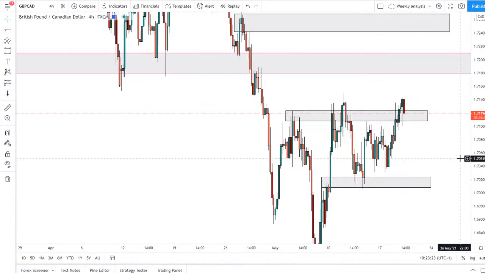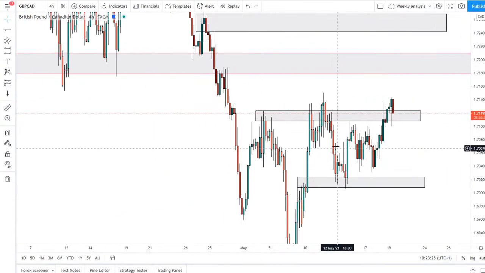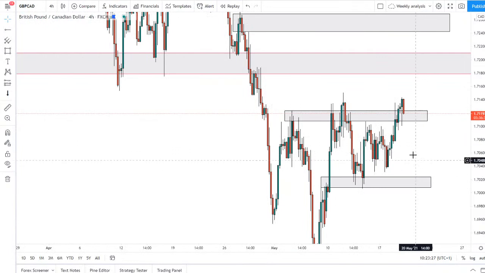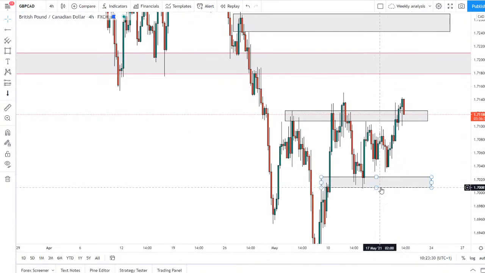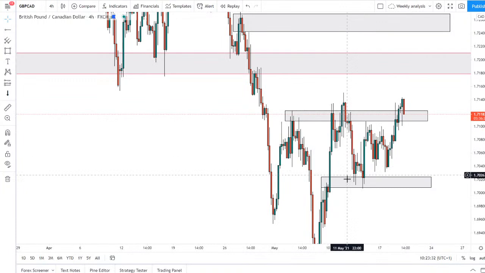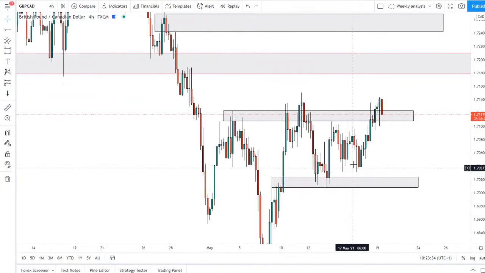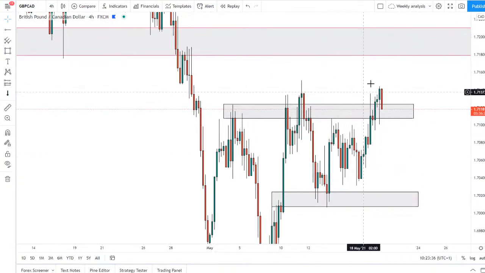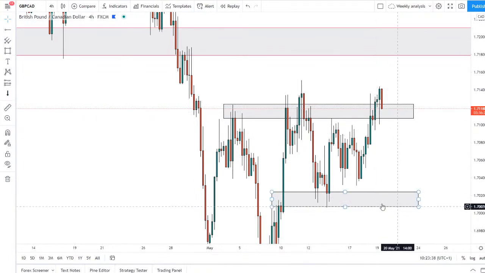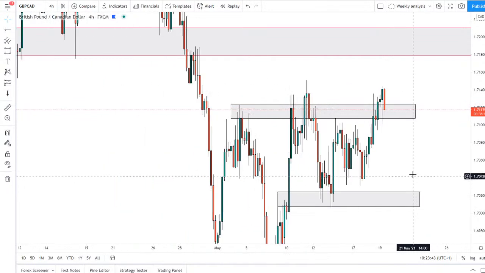So again, even though it's at resistance, I wouldn't really be looking for sells, because I feel like we will probably break through that area and see a little bit more continuation to the upside for GBPCAD. But if I am wrong and we do see another false breakout, then we could be in for another swing back to that support, but not really favouring that move just yet for GBPCAD.